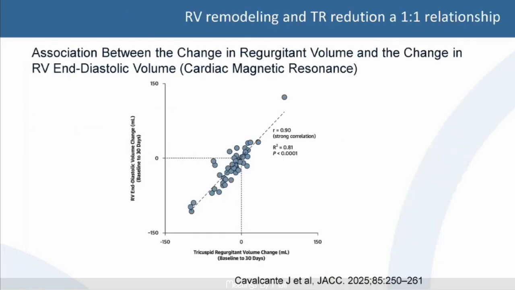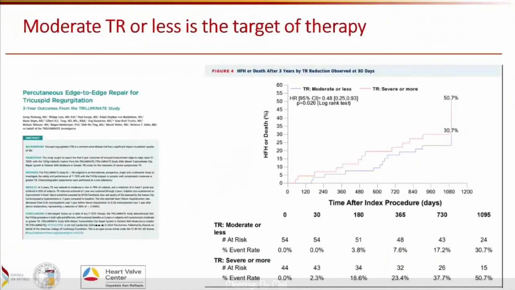What is not related to placebo effect is another study coming again from TRILUMINATE that shows the change in regurgitant volume and the change in the RV dimensions after the procedure. And it is a line. It's amazing. The more you reduce the TR, the more you obtain RV reverse remodeling, which I believe is the target of this therapy. Which means, again, that you need to reach at least moderate, maybe even less than moderate TR to bring the patient back from the risk profile.